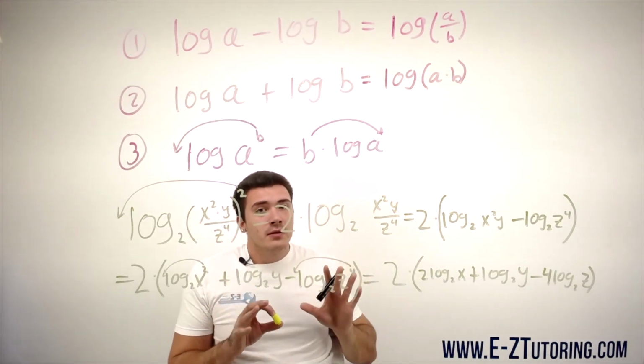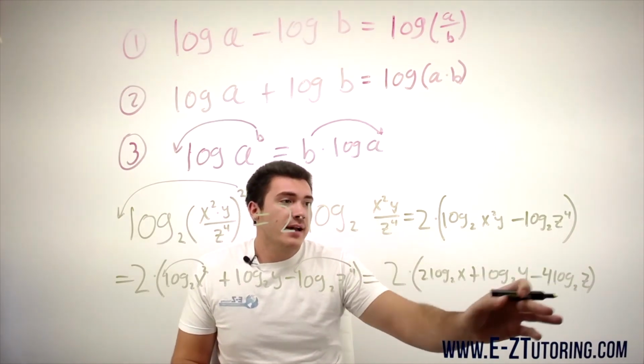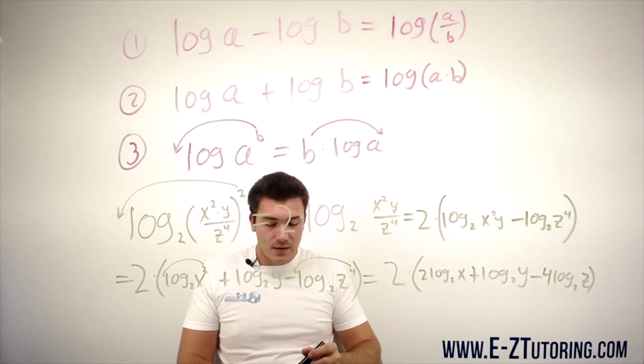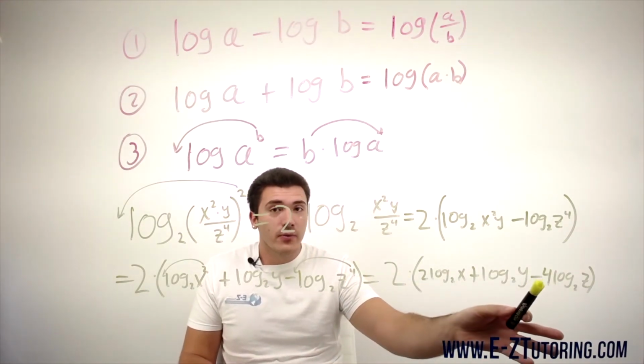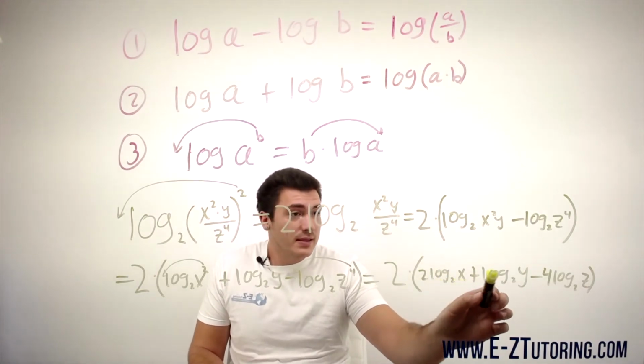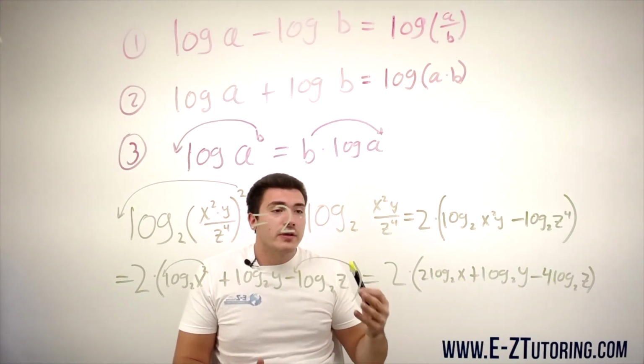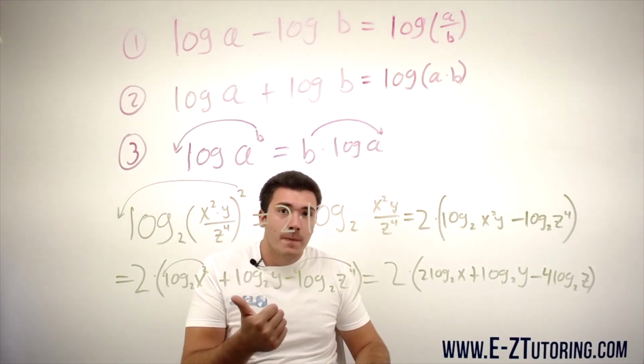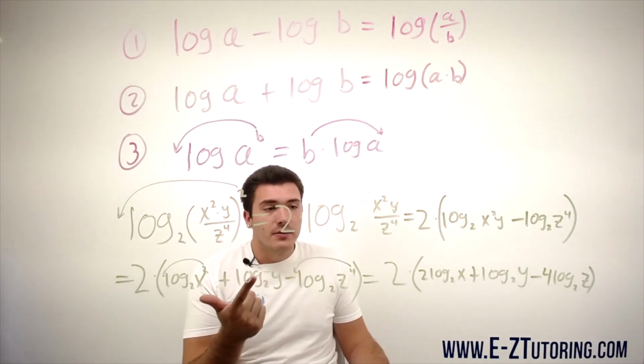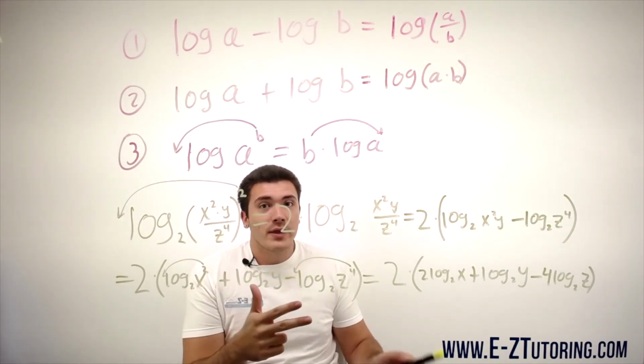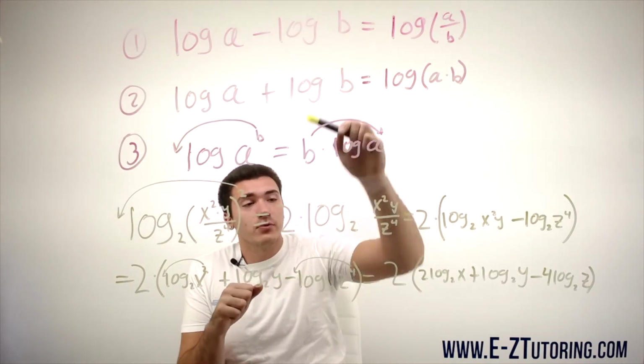So we have expanded the inside as much as we can. You can see that every logarithm is just a single variable. There is no multiplication, there is no division, there is no exponents. We got rid of all those using these 3 rules.